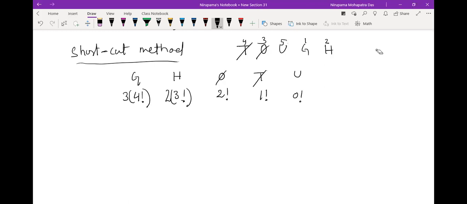Then U. So before U, uncancelled letters G and H. 2 into factorial 2. Then G. So before G, we do not have any. So 0 into this. Now this H. Even if we cancel it, we do not count it because the last letter, leave it as it is. So factorial 0 will be remaining as it is. Now add all these.